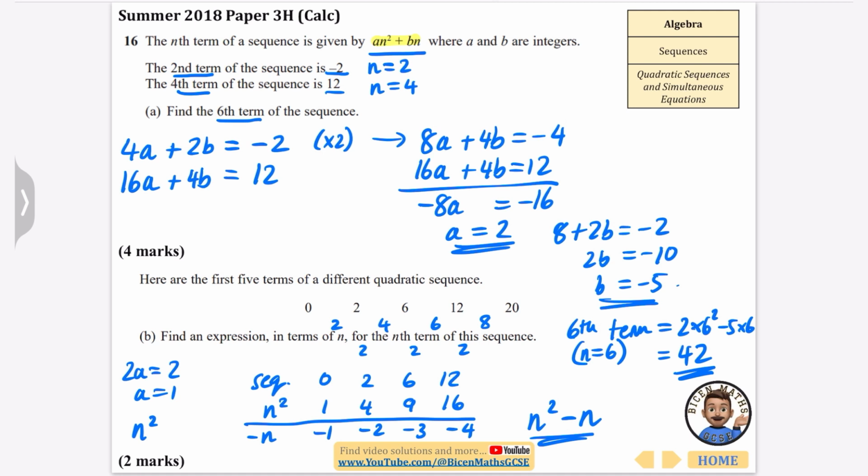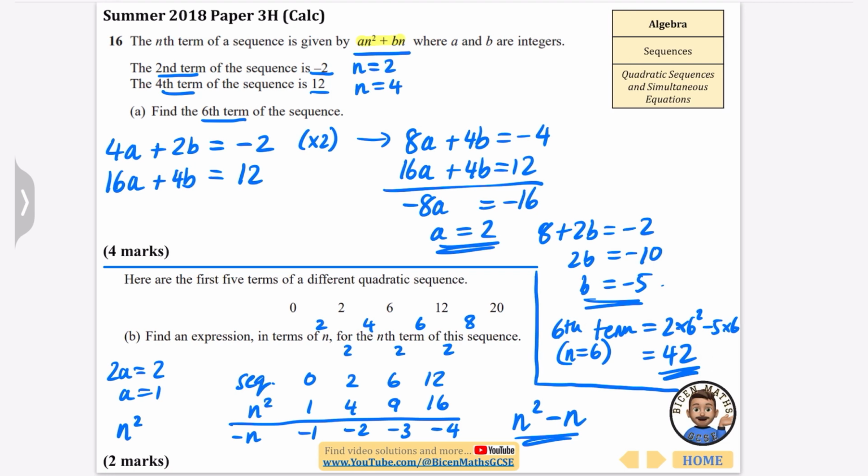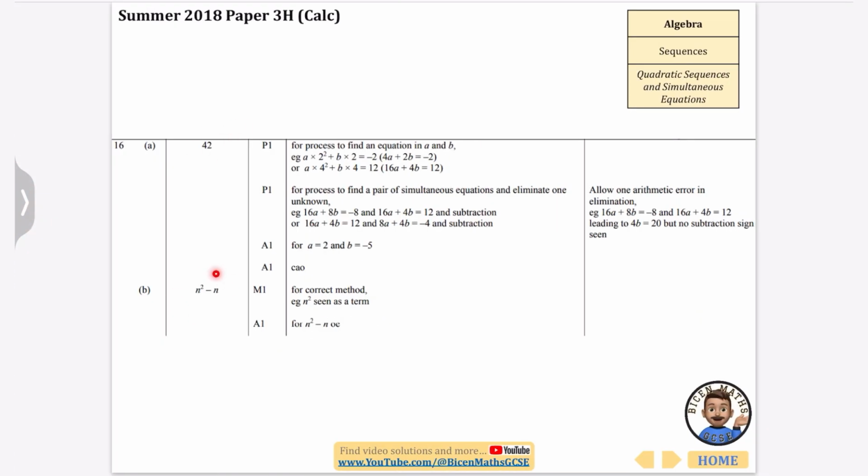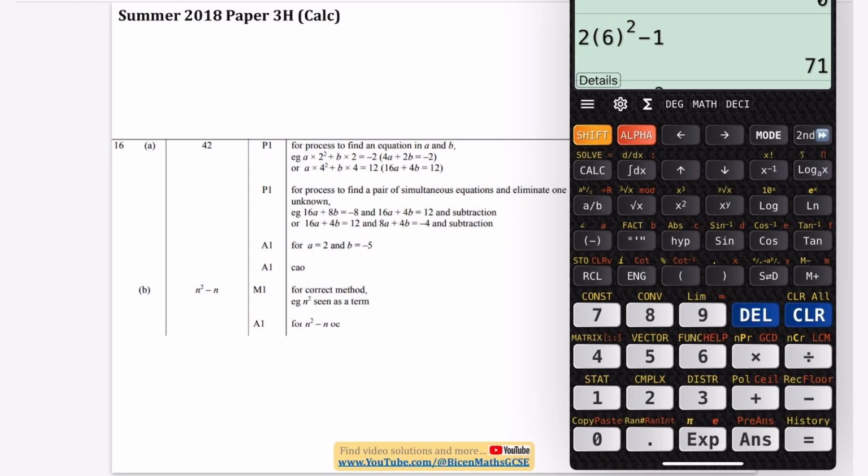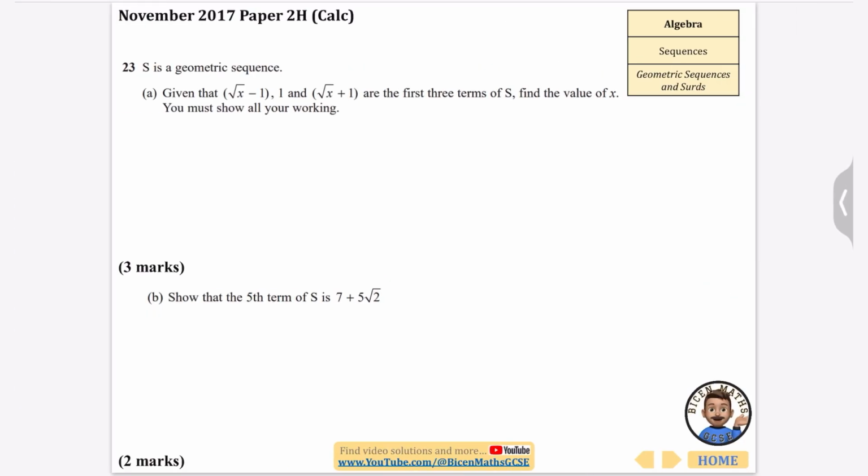I'll tell you what I'm going to do here. I'm just going to block that part out so it's clear that it's belonging to the previous question that we've got. Okay? So the nth term is n squared minus n, and the previous one, the sixth term, is 42. So we do have 42 and n squared minus n, and we got that a was 2 and b was -5. Apologies if I have had to kind of squeeze that one in there. So I think we've just got two last questions.